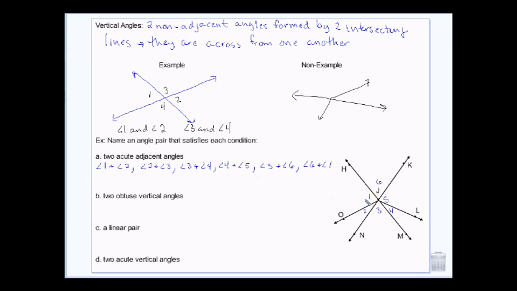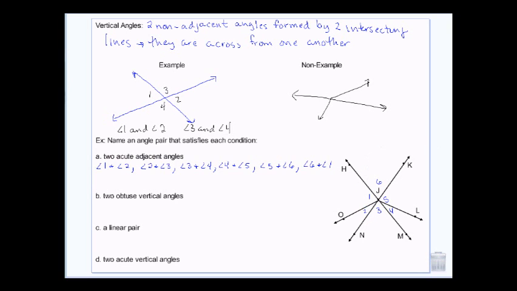So do you see these would be adjacent, adjacent, adjacent, adjacent, adjacent, and adjacent. Yeah, these are all acute angles individually. If I combine them, I can make 2 circles.